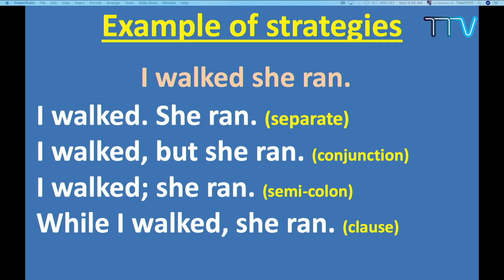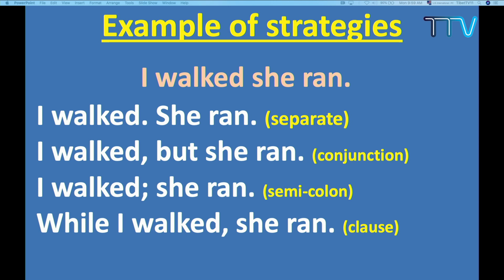And the second one, you can use a conjunction. There are so many conjunctions. When I say conjunction, here we are just talking about the simple conjunctions. You remember FANBOYS, F-A-N-B-O-Y-S, the conjunctions. So what is the conjunction here? We have the conjunction "but." That is the word which joins two sentences.